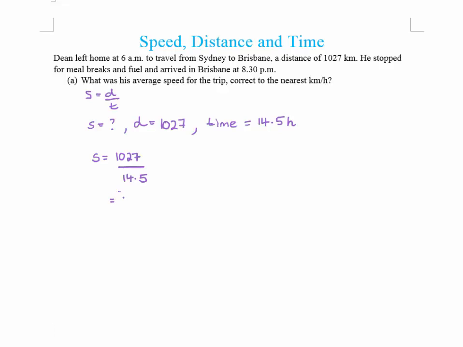Placing that into my calculator gives me the display of 70.8275 and some other numbers. And we need this to the nearest kilometre per hour. So this 8 means we need to round up. So that is 71 kilometres per hour. And it's a word question, so we should have a word answer. So therefore, the average speed is 71 kilometres per hour.